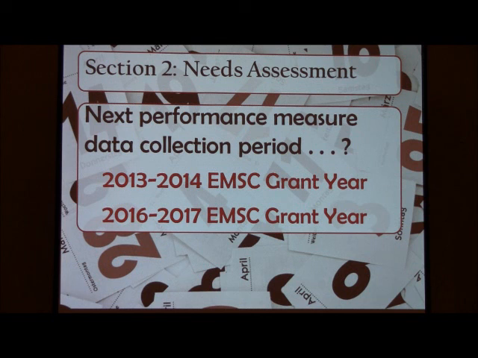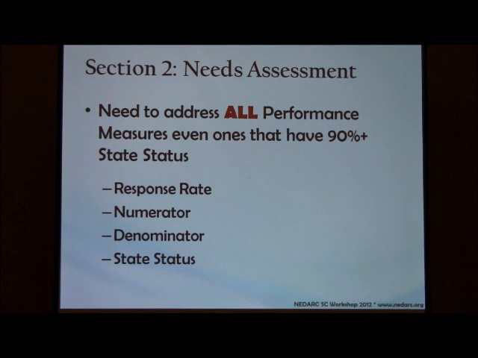For the purposes of writing the grant, can we assume that we're going to use that? Yes. So in the needs assessment section of your project narrative, you need to address all of the performance measures, even ones that have a 90% or greater state status. When applicable, you need to put in the response rate you got on your needs assessment, the numerator and denominator, and the state status. What is the state status? It is taken from that letter that HRSA sent. It is simply the percent you get from dividing the numerator by the denominator.